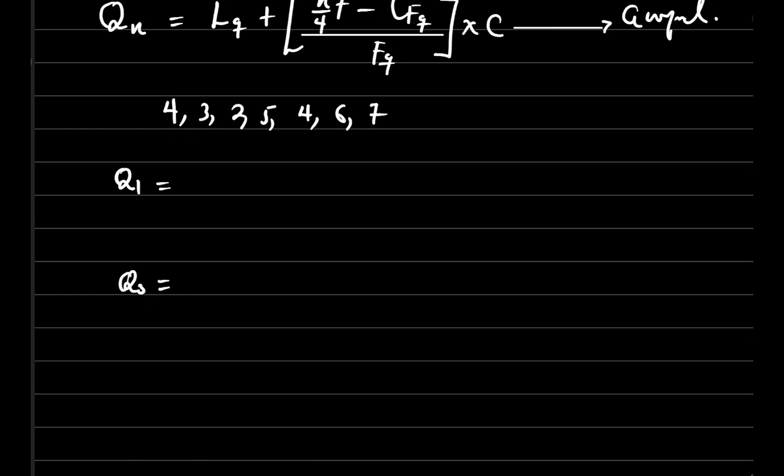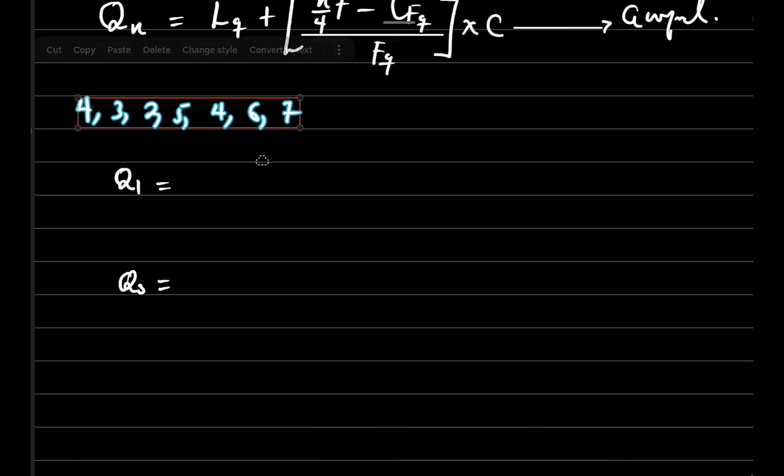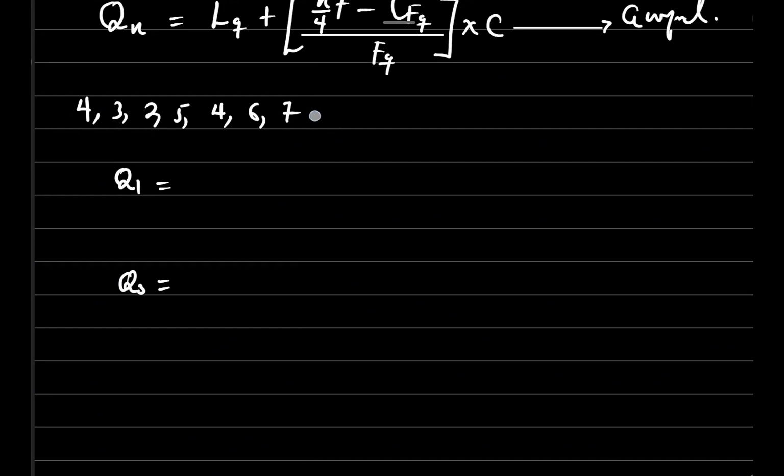Before we can find Q1 and Q3, we need to arrange the data in ascending order. In ascending order, we start with 2, followed by 3, then we have 4, another 4 coming up, then 5, 6, and 7.